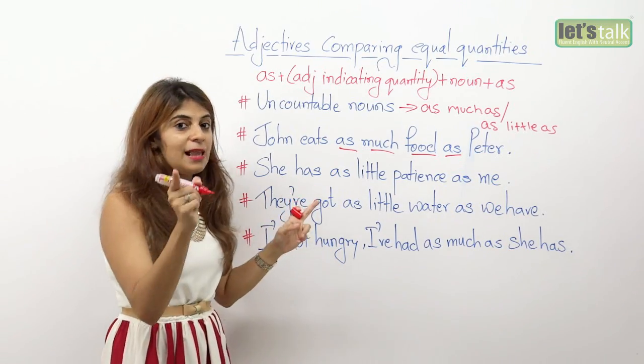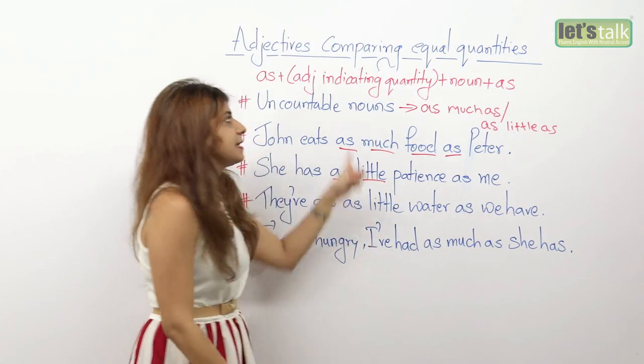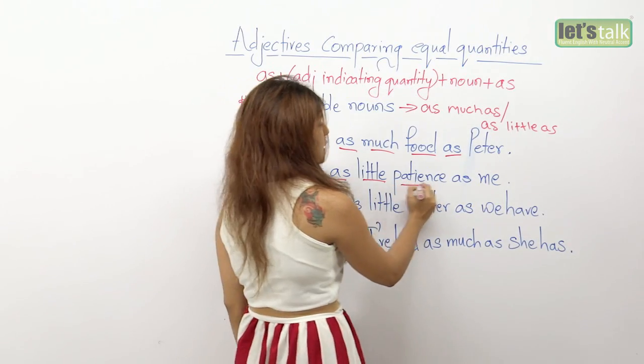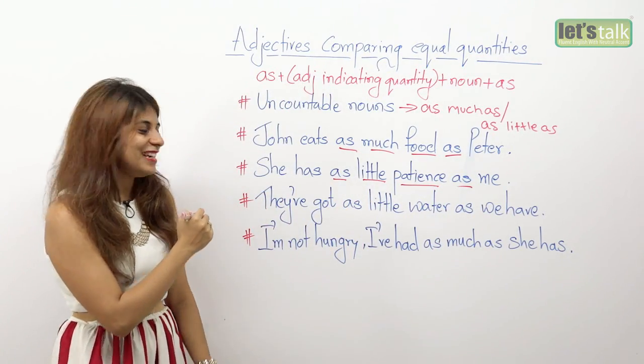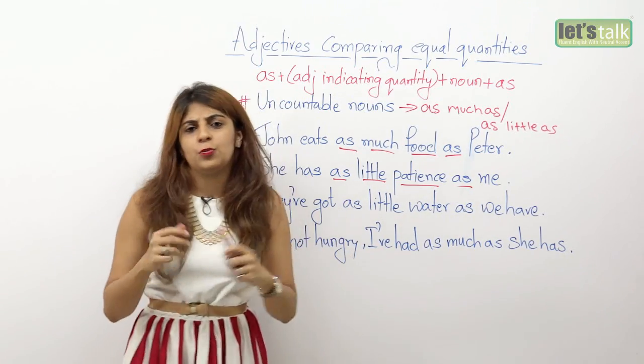And we would use the same format. She has as. Little is the adjective indicating quantity. Patience is your noun. And then you end it with the word as. Right? Next one. They have got as little water as we do.